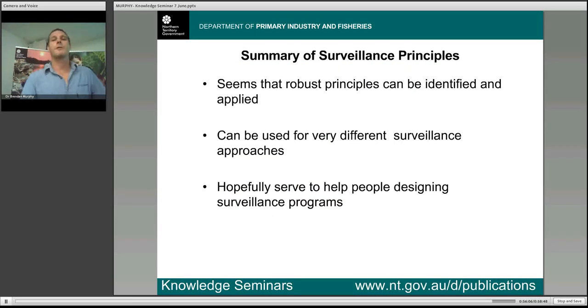So let's summarize. It seems that some robust principles of biosecurity surveillance can be identified, and as I've hopefully shown, can be applied in real-world situations. And these can be used for very different surveillance approaches. We talked about broad spectrum, and we talked about pest-specific programs. So hopefully these will serve as a template or a guide to helping people who need to design surveillance programs.